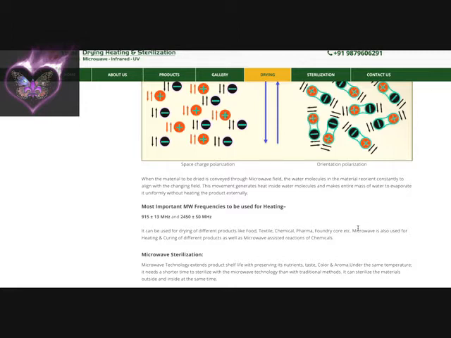Most important, microwave frequencies to be used for heating: 915 plus or minus 13 megahertz, and 2450 plus or minus 50 megahertz. So that's in the 2.45 and 0.45 and 0.9. Alright, it can be used for drying of different products like food, textile, chemical, pharma, foundry, core, etc., clouds. And they didn't say that, but hey, why not throw that in? That's just a little water vapor if it could do all the rest. Microwave is also used for heating and curing of different products as well as microwave-assisted reactions of chemicals.